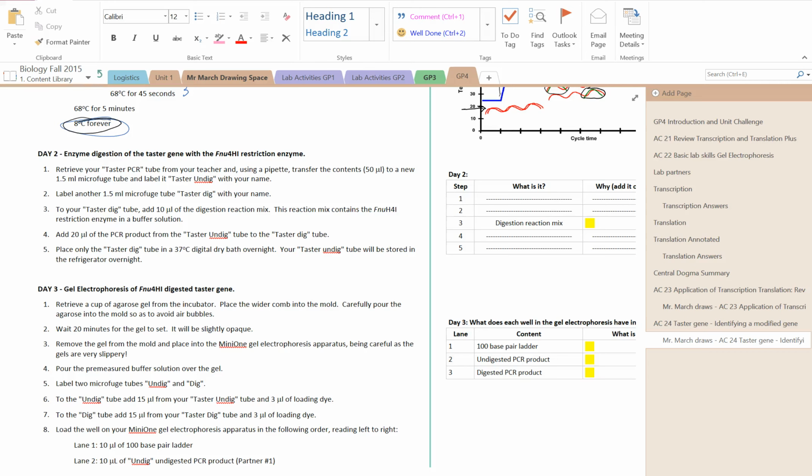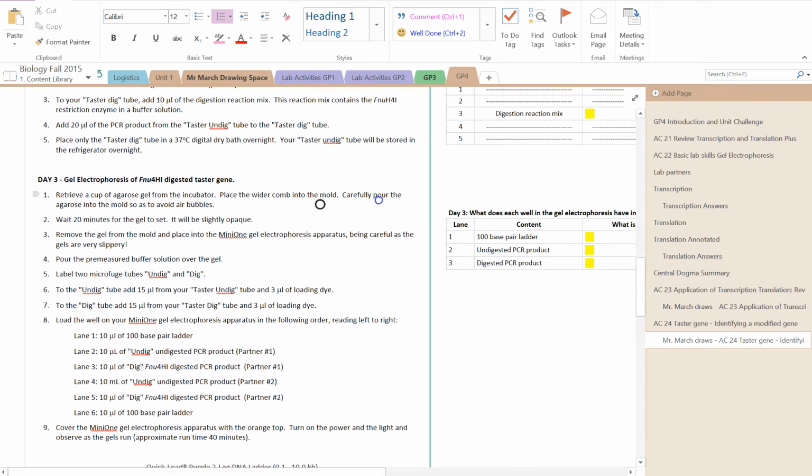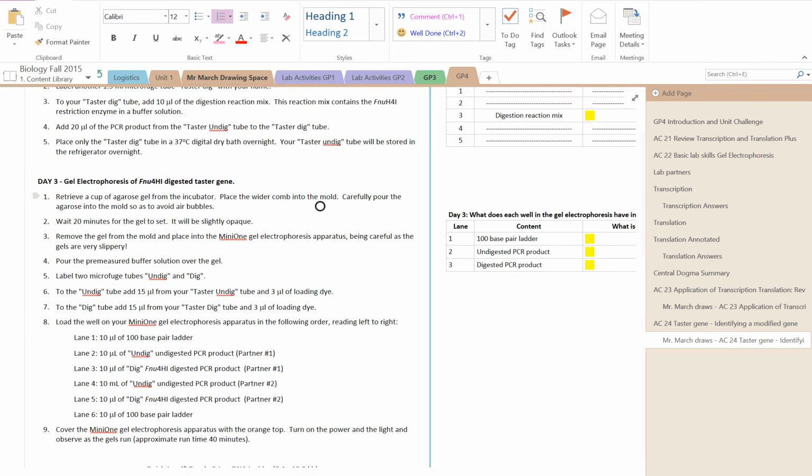Hello students, this is day 2 and day 3 of AC24, which is our taster gene experiment. Today I'm going to put together both the digestion with the FNU4H1 restriction enzyme as well as the gel. The gel doesn't take too long to explain, and I already explained it on AC23, so if you need some more you can always go back and view that one.